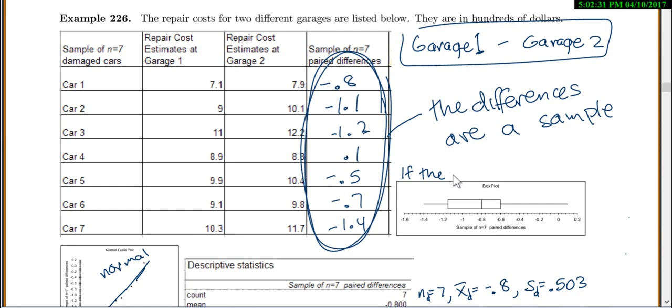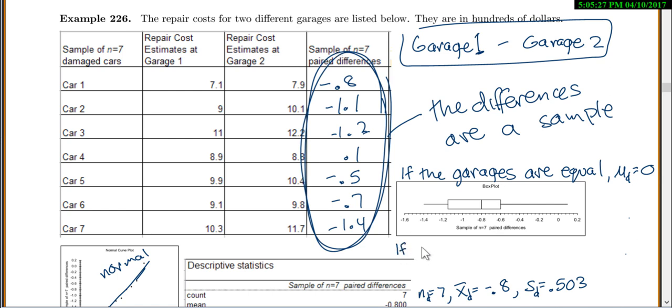So if the garages are the same, so if your two garages are equal, or really their repair costs are about the same, then the mean of the differences would be equal to 0, right? Does that make sense? So if the two garages were equal, all of these numbers would be close to 0. If we found the average, it should be about 0.